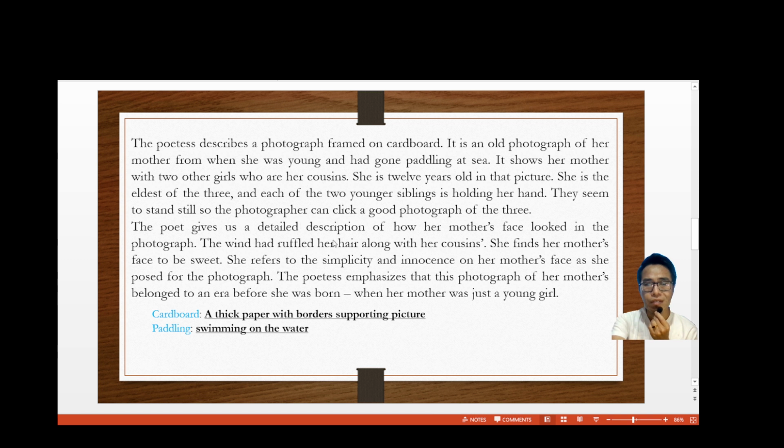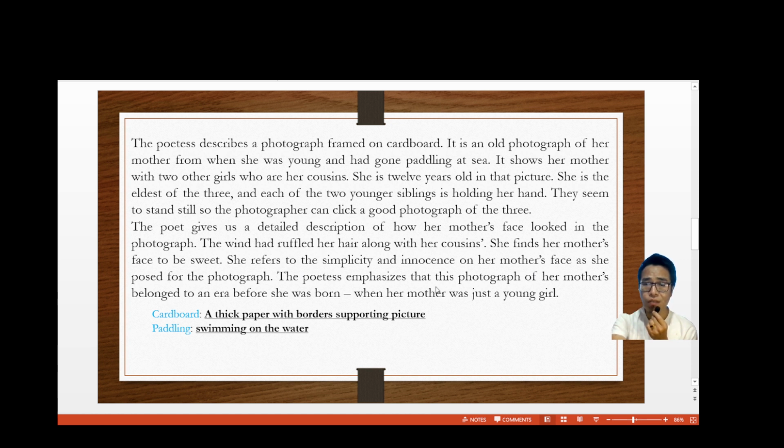And the poet gives us a detailed description of how her mother's face looked in the photograph. We can see that they are very happily smiling at the camera, happily enjoying and paddling on the sea. The wind had ruffled her hair along with her cousins. So she's also saying that the wind had actually ruffled and moved their hair here and there, and the hair of the cousins of her mother too. She finds her mother's face so sweet. She refers to the simplicity and innocence of her mother's face as she posed for the photograph.